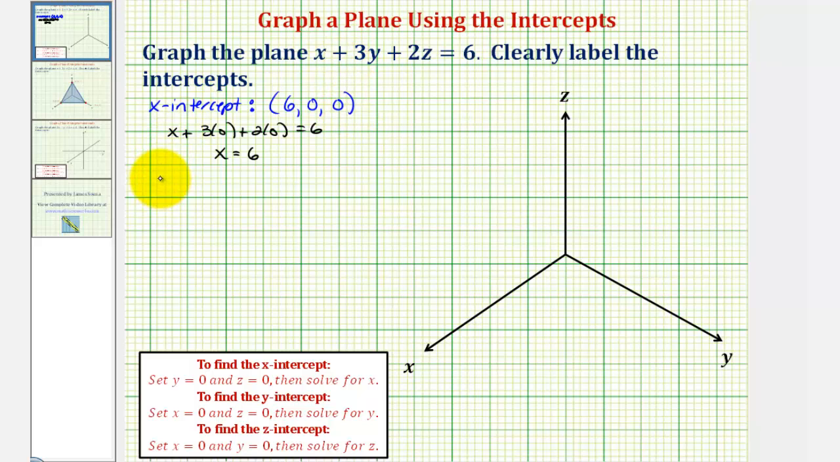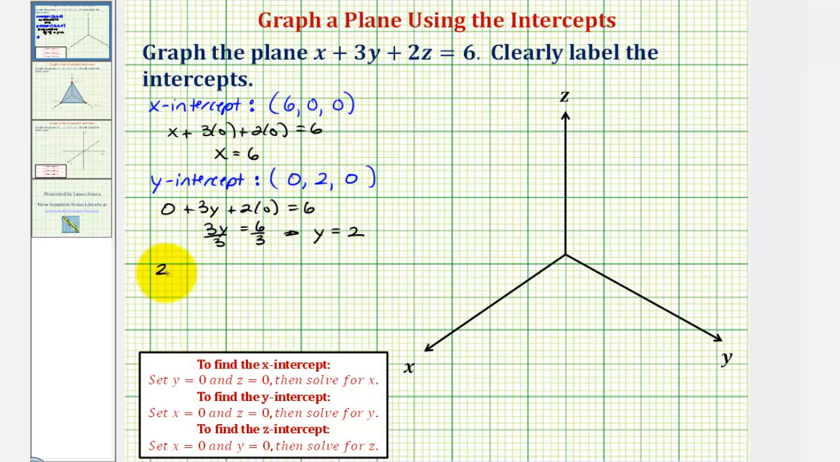And now to find the y-intercept, we will set x and z equal to 0 and solve for y. So we would have 0 plus 3y plus 2 times 0 equals 6. Simplifying, we have 3y equals 6. So dividing both sides by 3, we have y equals 2. Which means the y-intercept is the point (0, 2, 0).